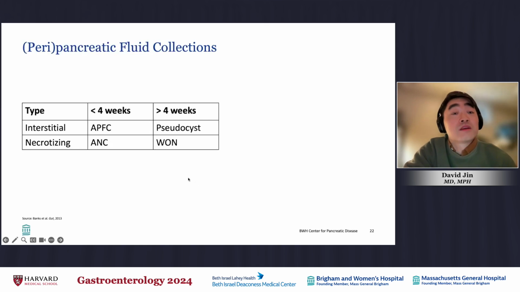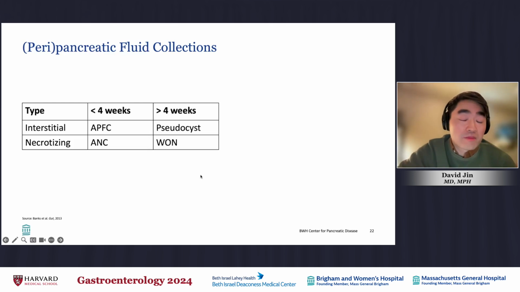Let's define these pancreatic fluid collections a bit more. They can be thought of in terms of what phenotype of pancreatitis a patient has. Is it interstitial or is it necrotizing? And also how early or late the patient is in their disease course. So if a patient presented with interstitial pancreatitis and is within 4 weeks of presentation, they may develop acute peripancreatic fluid collections, or APFCs. After 4 weeks, the APFCs may organize into a pseudocyst.